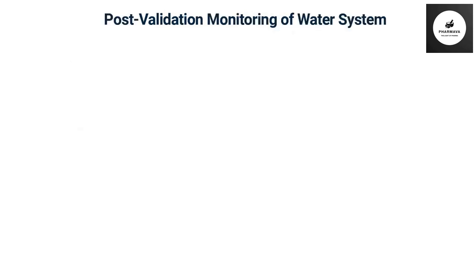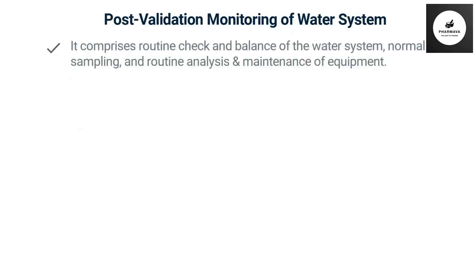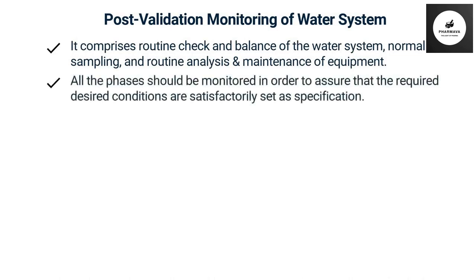Post-validation monitoring of the water system. It comprises routine check and balance of the water system, normal sampling, and routine analysis and maintenance of equipment. All the phases should be monitored in order to assure that the desired conditions are satisfactorily met as per specification.